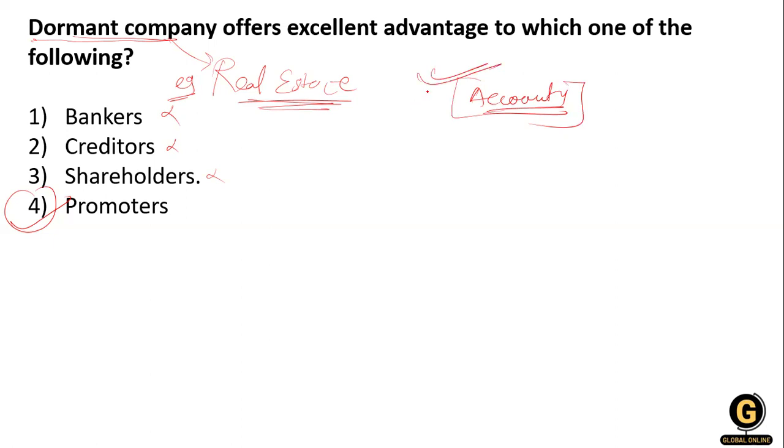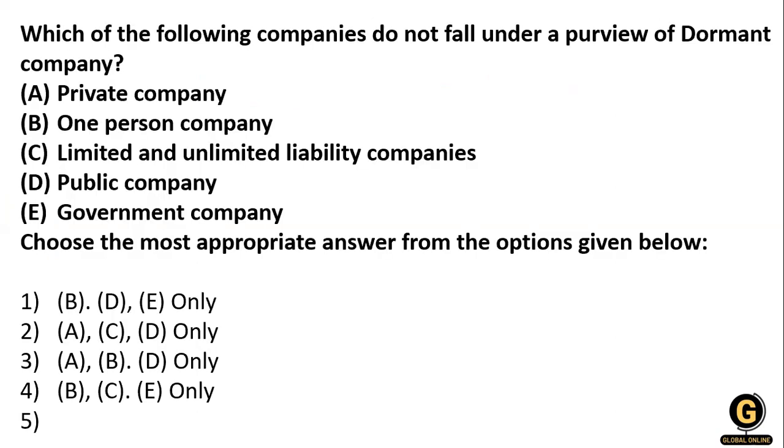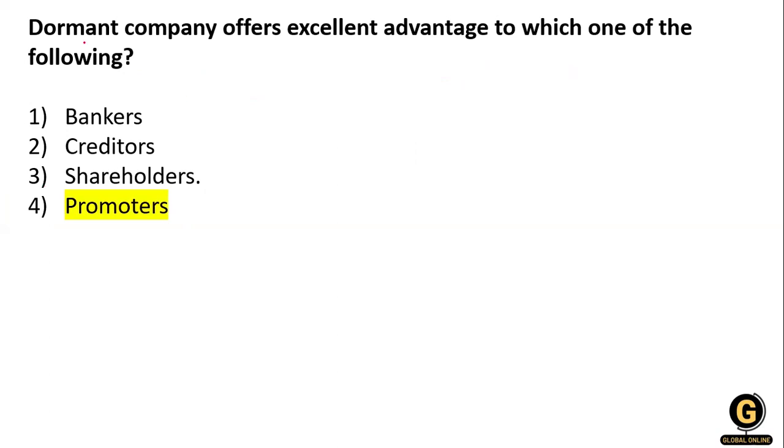To get the benefit of the dormant company status, the company needs to file an application with the registrar. So option number 4 is right over here. Now the next question, which is on your screen, let's mark it. This is the first question.